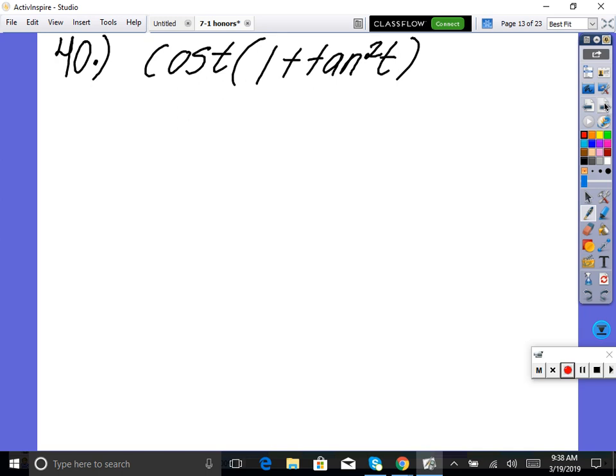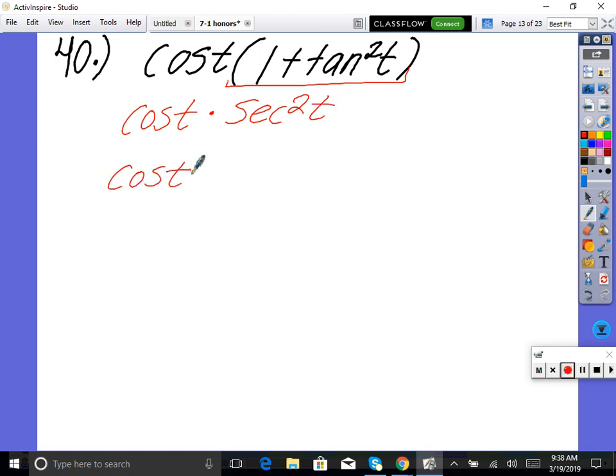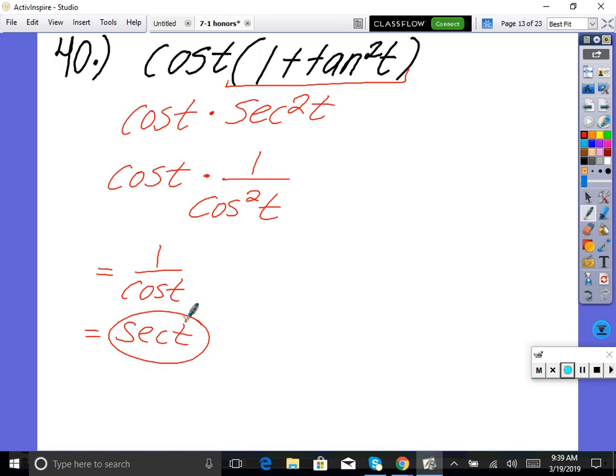Oh wait, it's just cosine t, and I was like, cos. Cosine, so 1 plus tangent squared equals secant squared t. So you're saying that is secant squared t, okay? So you're saying that we have cosine of t times 1 over... Oh, and then it would be 1 over cosine, and then that would be secant. Yep. See, I don't know why anyone wouldn't like identities. Like, that's fun.